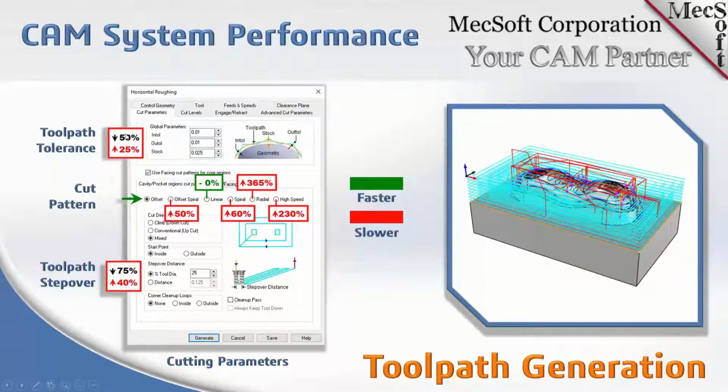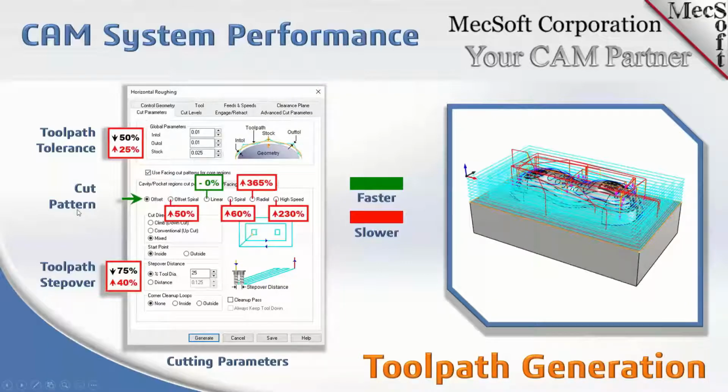The tolerance, just as an example, you could reduce your tolerance by 50% and jack up your toolpath generation time by 25%. And these were tests that we performed just this week prior to the webinar. Again, toolpath step over: if you reduce your step over by 75%, you can increase your generation time by 40%. So it's just a way of looking at it.